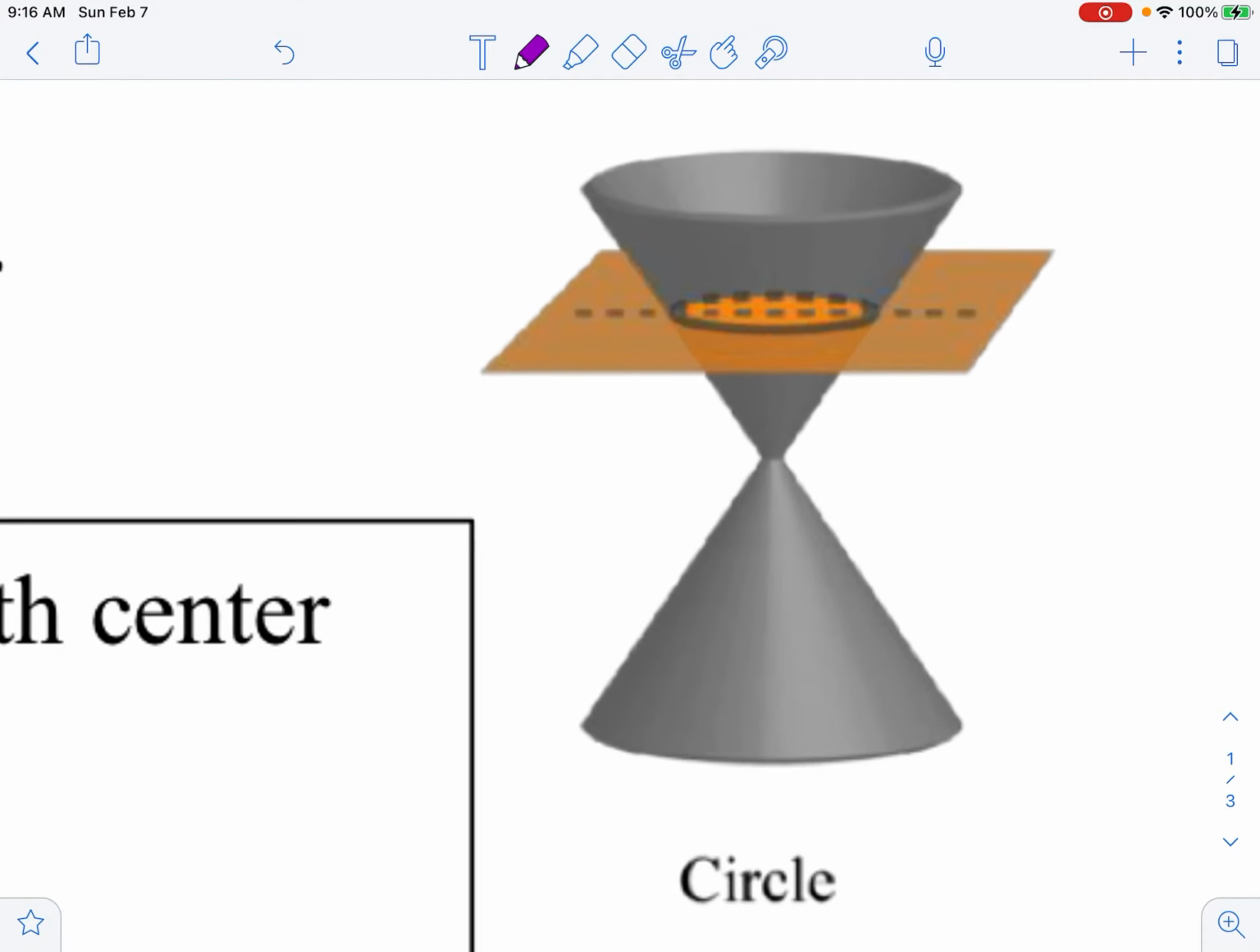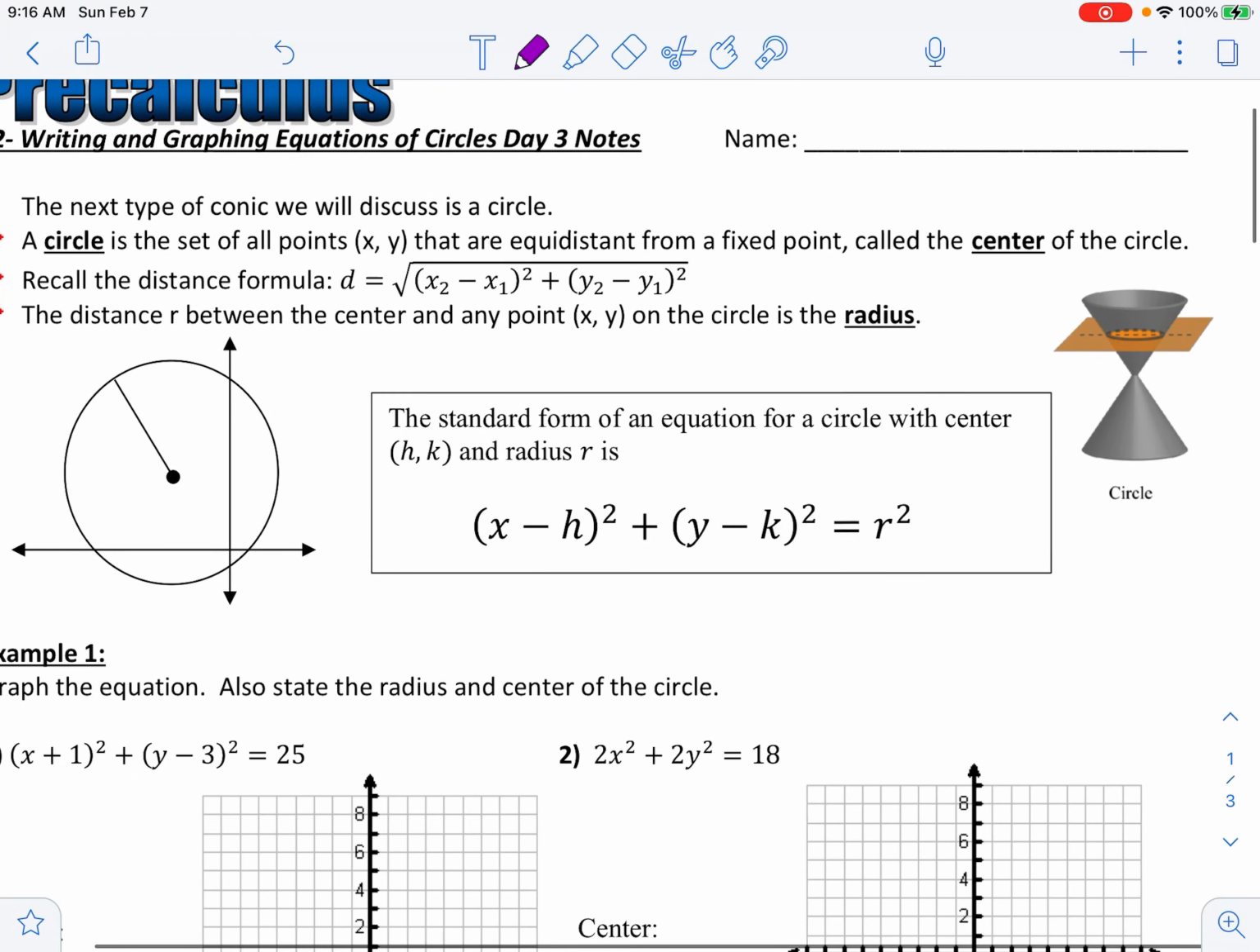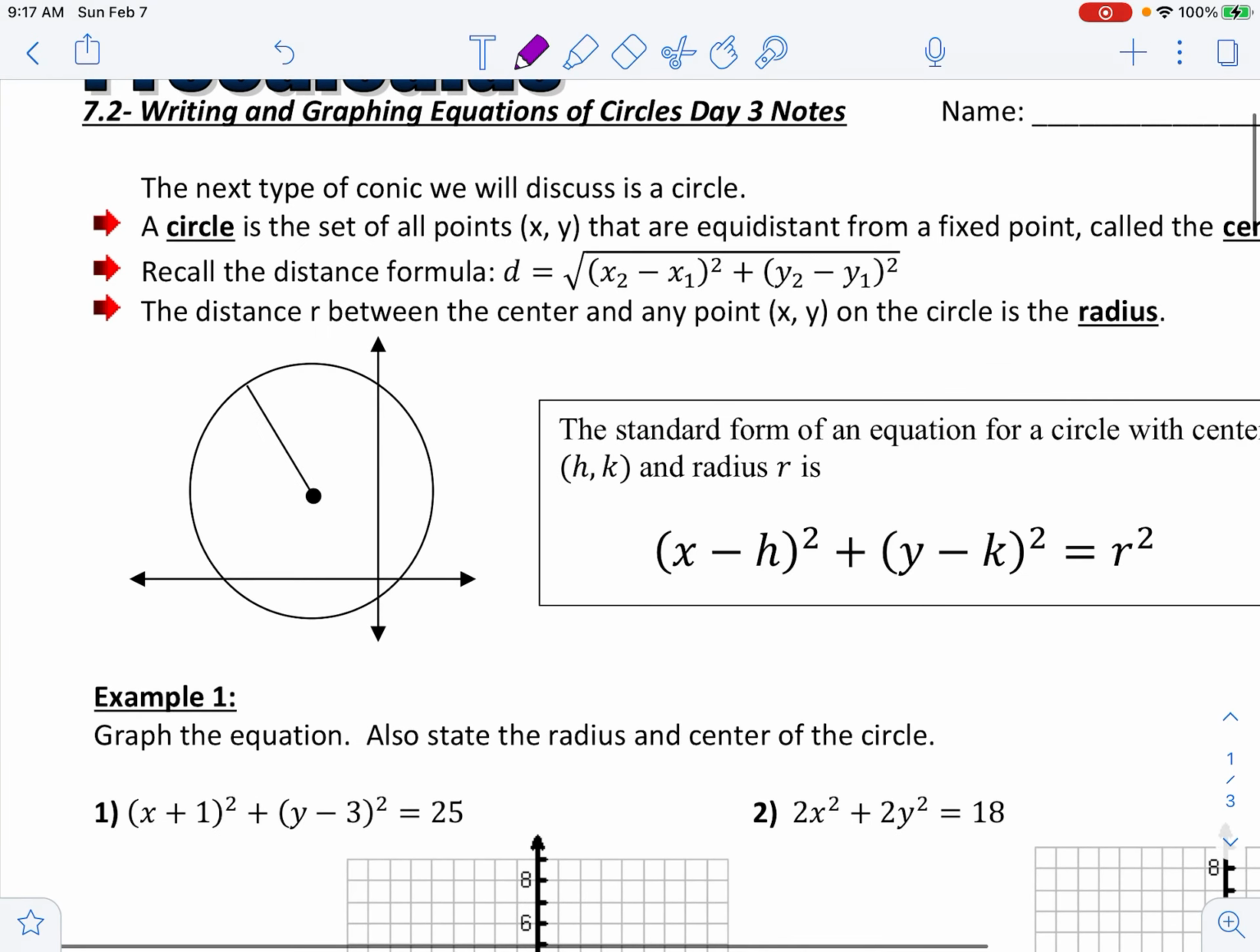Okay, so where a circle comes from, here's my double-napped cone. If you take a horizontal cross section that's parallel to the base anywhere, then you're going to get a circle. A circle is a set of all points x and y that are equidistant from a fixed point called the center of the circle.